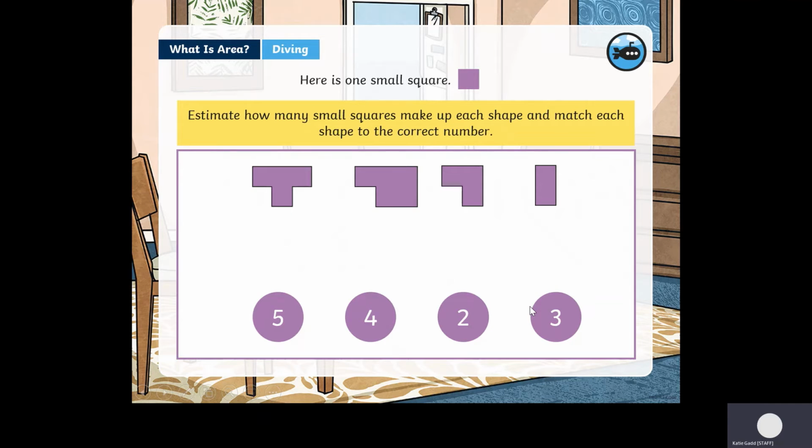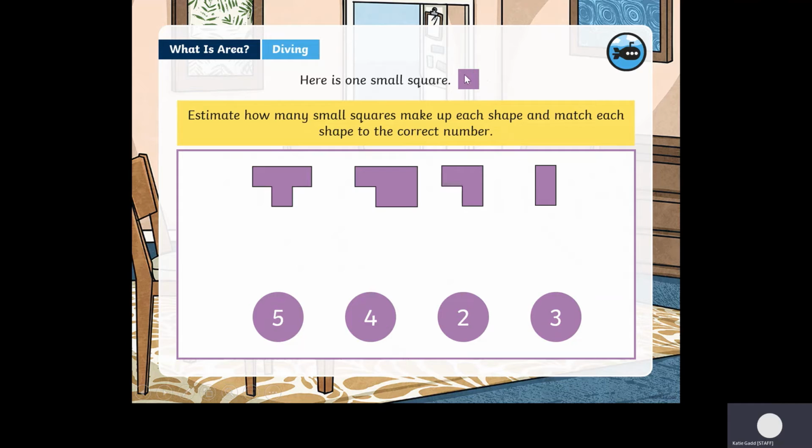Okay, another question I want you to have a look at is how many small squares make up each shape? And then you're going to match each shape to the correct number. So here you've got 1 small square. We're going to use these to try and help us work out the areas of the following 4 shapes. I'm not actually going to ask you to draw them. Again, you're using your eyes as a judgment here.